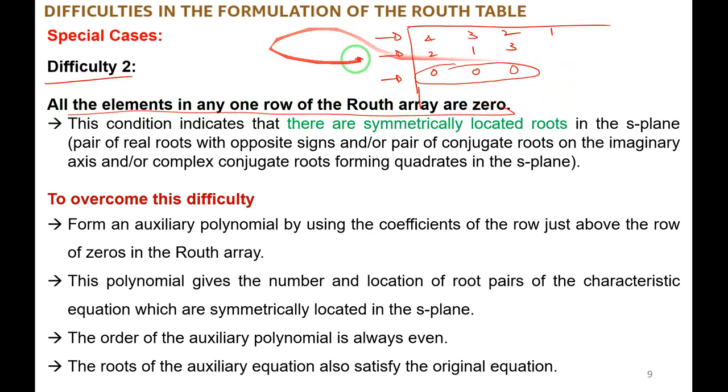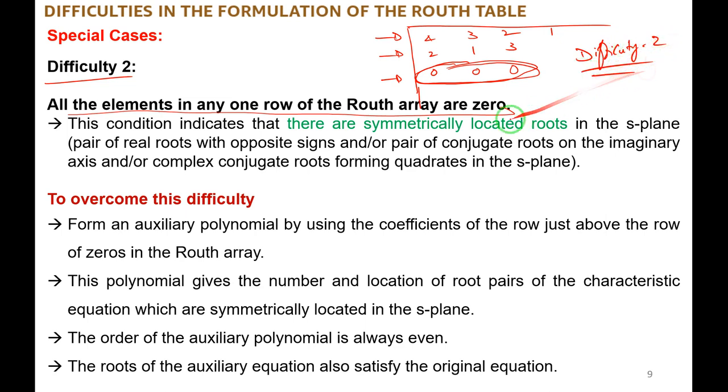Then the Routh test fails. So if the Routh test fails, then we have to think of how to address this problem. All this theory I will not tell you. I will solve one problem so that you will understand. So this is difficulty 2, because all the elements in a particular row are 0, not only one element. In difficulty 1 only one element was 0 and other elements were there, for example 0 1 5. But in difficulty 2 all the elements in a particular row will be 0.